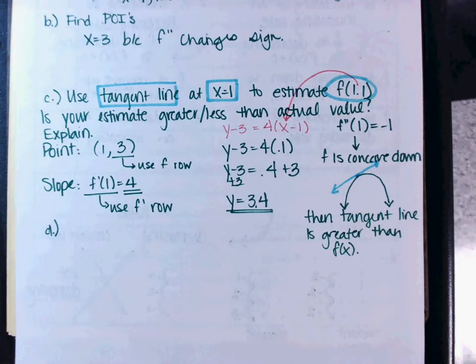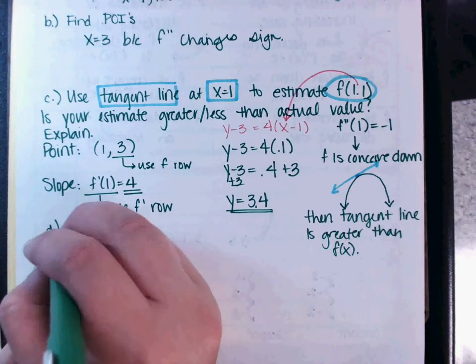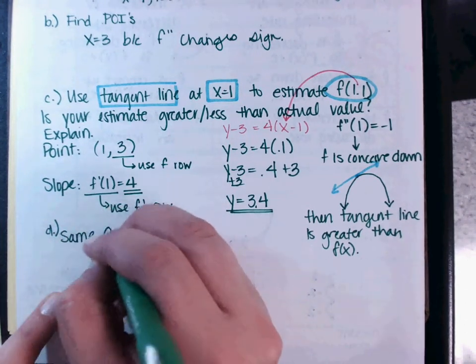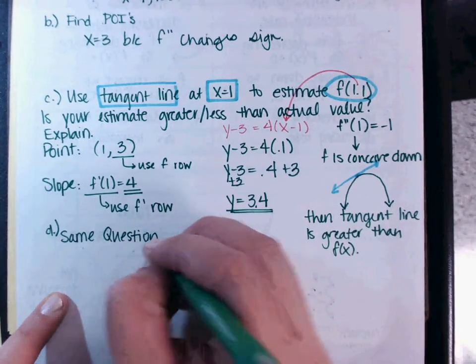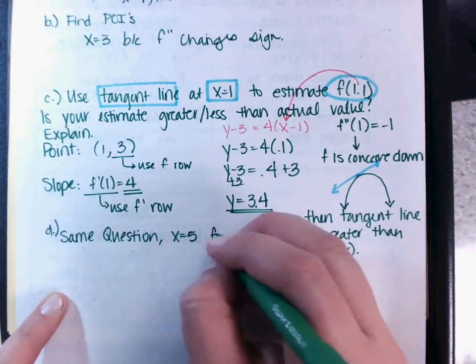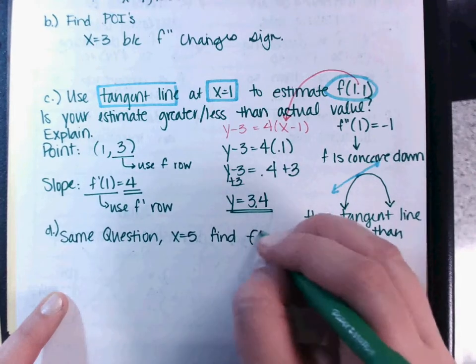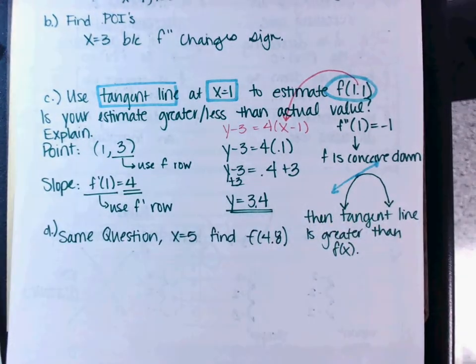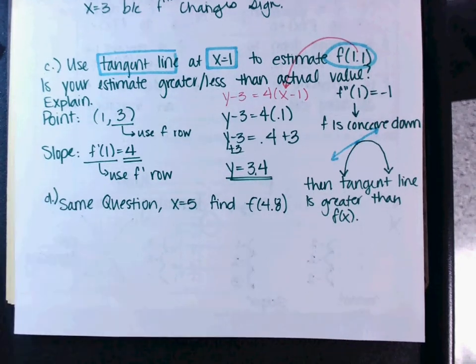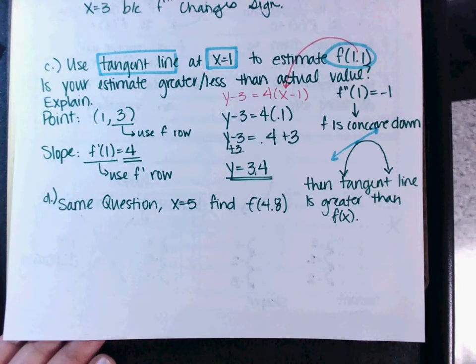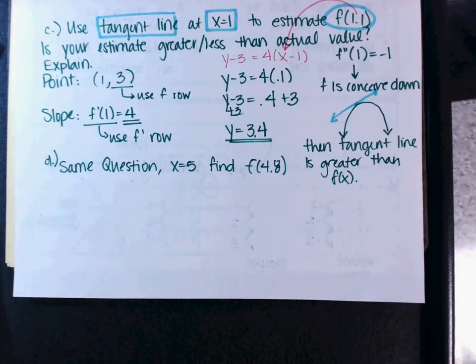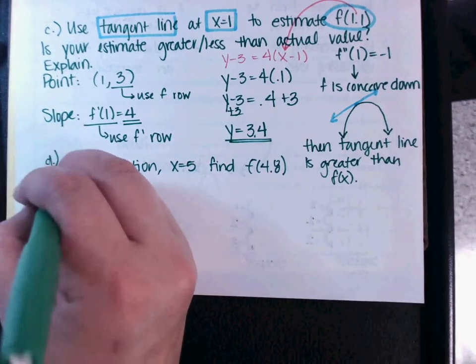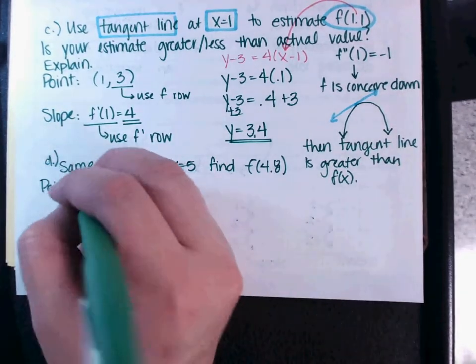Okay, we are now going to do the exact same thing, but at x equals 5. So I'm going to put same question, but at x equals 5, and you're going to find f of 4.8. So everything else is the same. We're just changing the point and then what we're plugging in. So x equals 5. I want an equation of a tangent line. What two things do I need? Point and a slope.